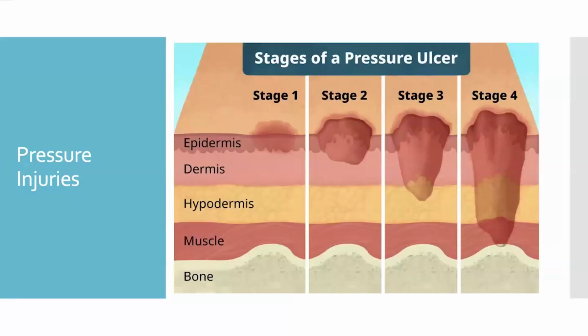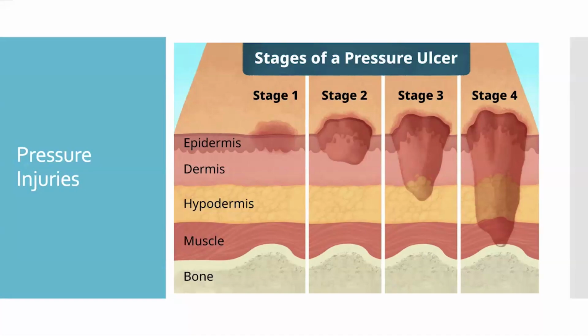The first way of discussing pressure injuries is by this very simple illustration. There is a slide following that discusses it in words and pictures. So the first stage of a pressure ulcer or pressure injury is stage 1. This is limited to the epidermis, and it is non-blanchable erythema.